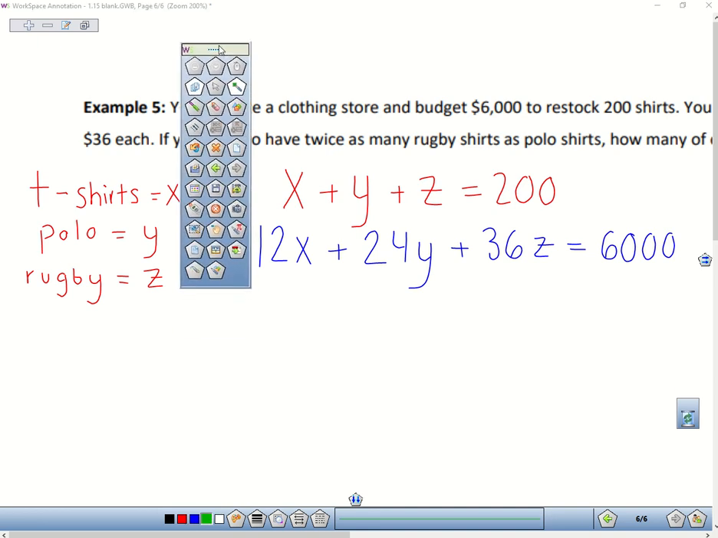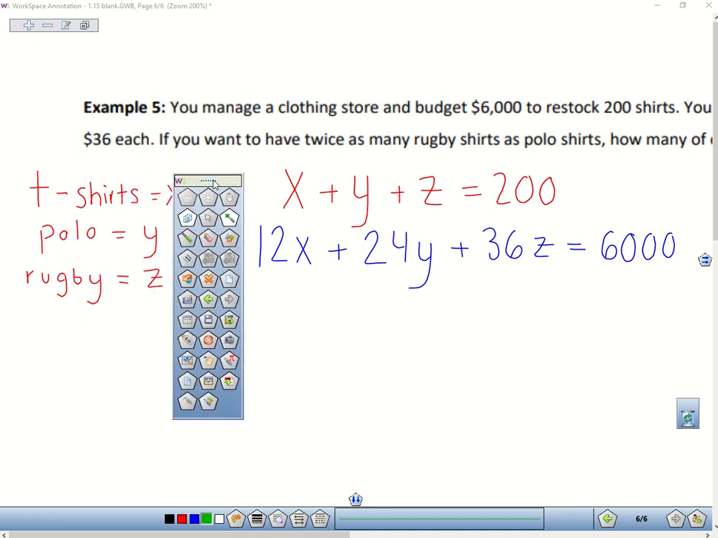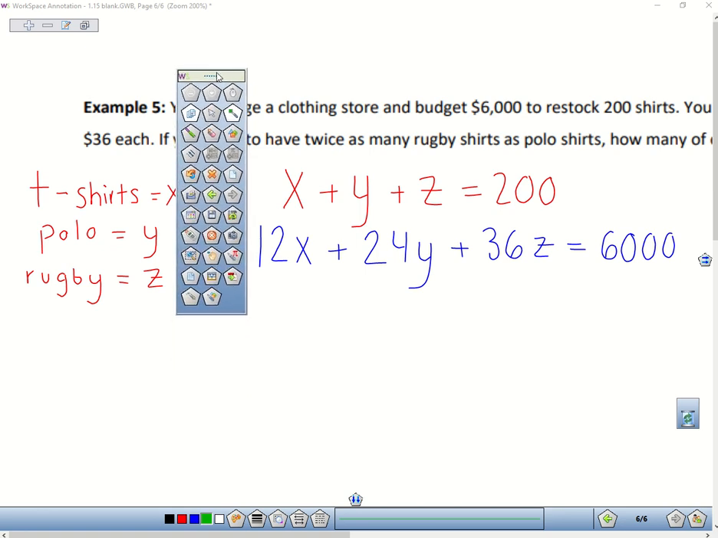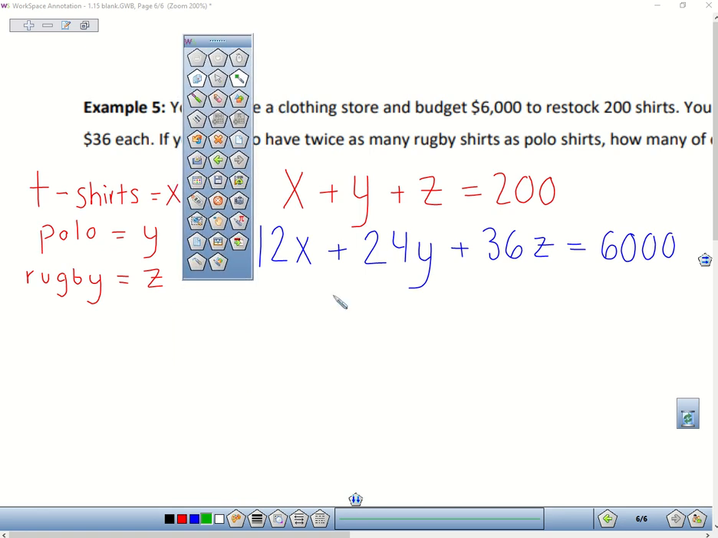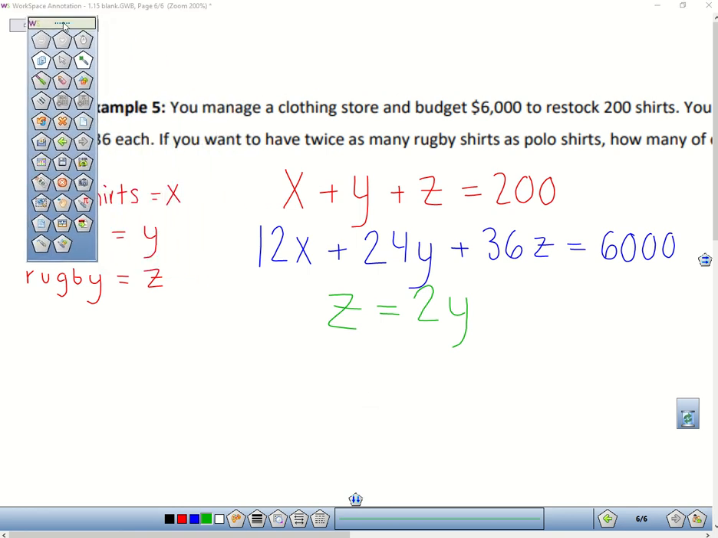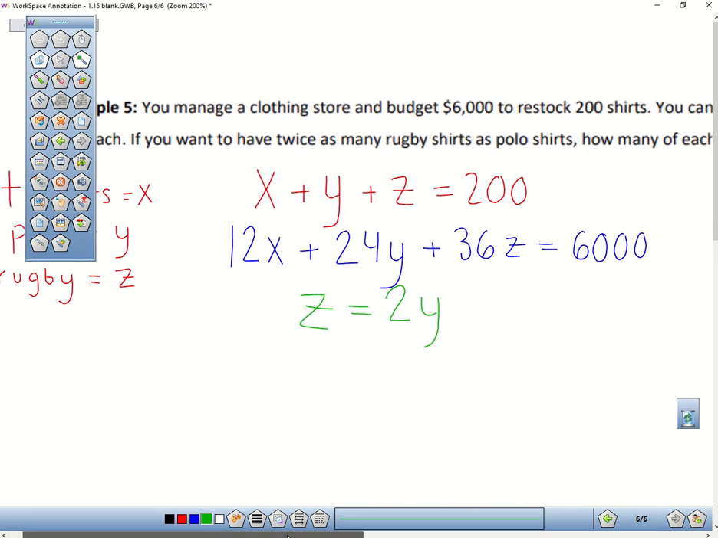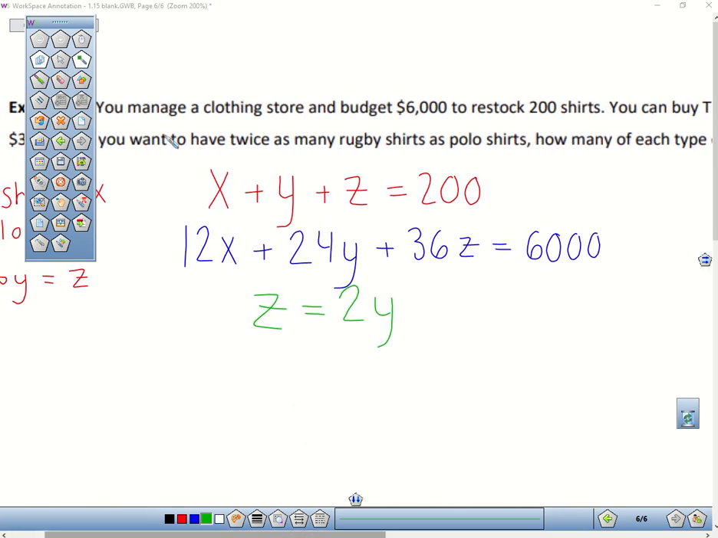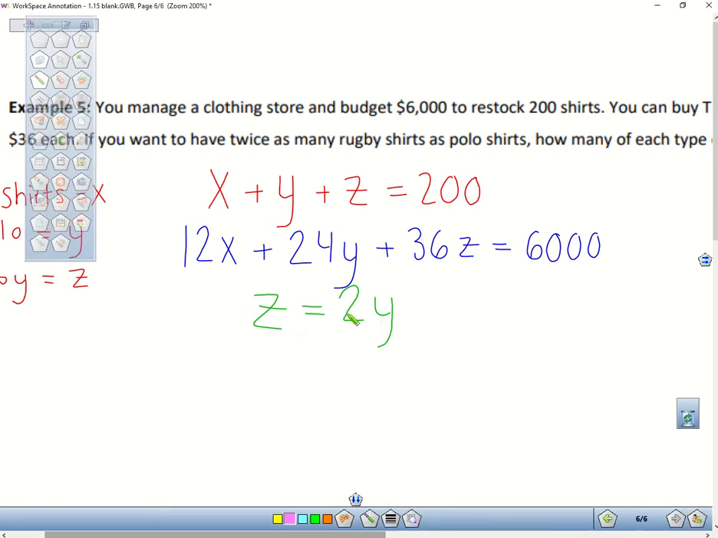Now, the last thing we need to know is we want to have twice as many rugby shirts as polo shirts. So we know that the amount of rugby shirts, Z, is going to be equal to 2 times the number of polo shirts, because we're going to have twice as many. So now we have a system of equations. We have 3 of them. Now this one is not going to be easy to solve with elimination because of this situation we have. So I'm going to say we use substitution here. Like I said, sometimes that's going to be the case.